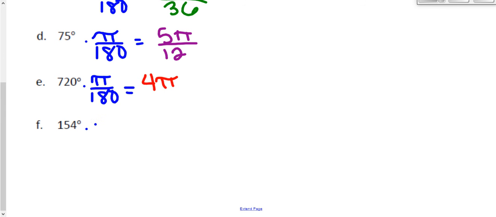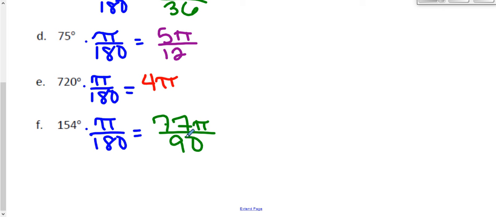And last but not least, here's another gross one, times pi over 180. 54 and 180 do not have much in common except for the fact that they are both even numbers. They're both divisible by 2. So if I divide 54 by 2, I get 27, and if I divide 180 by 2, I get 90. So 27 pi over 90, and that's as simplified as that one can get.